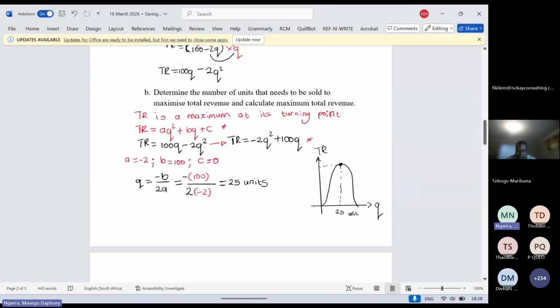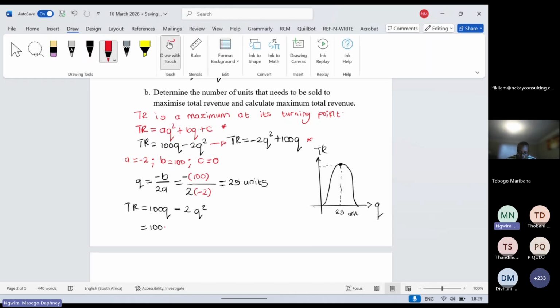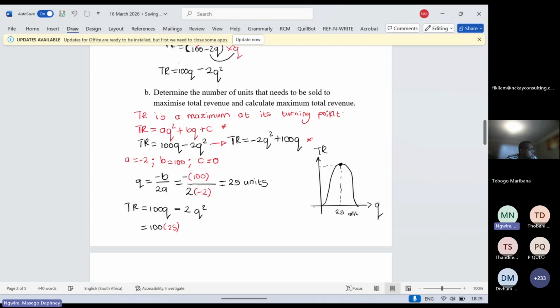So when you look for the maximum value of the total revenue, you just substitute your units, your Q. Remember the formula, our formula is TR equals 100Q, or maybe negative, it's up to you, choose which one you want to use, minus 2Q squared. And now we are going to substitute. So this will be 100 times 25, because we said our Q is 25, and then minus 2, then we replace the Q again with 25. Don't forget the square. This is 25 all squared.